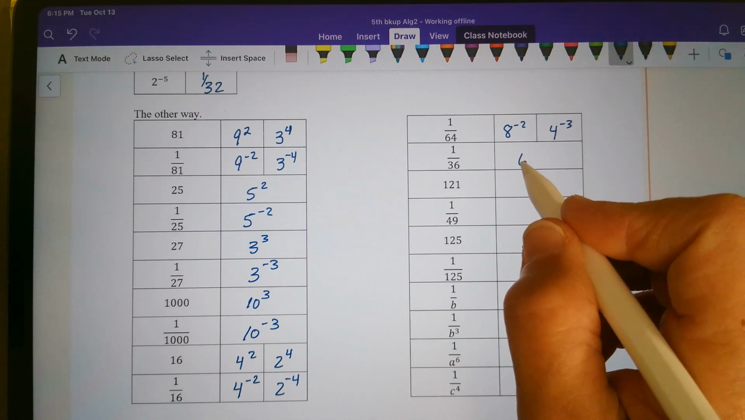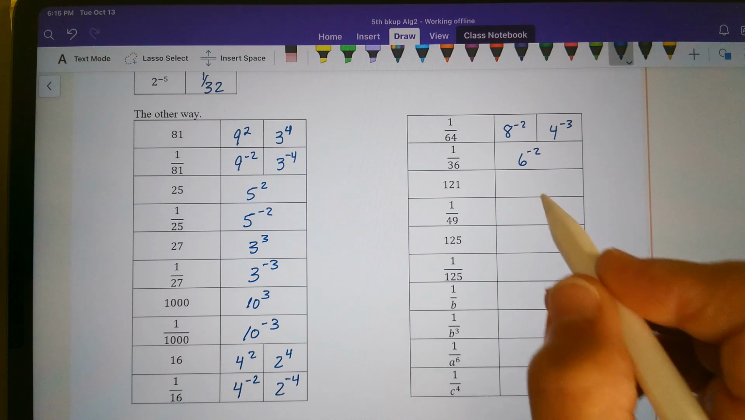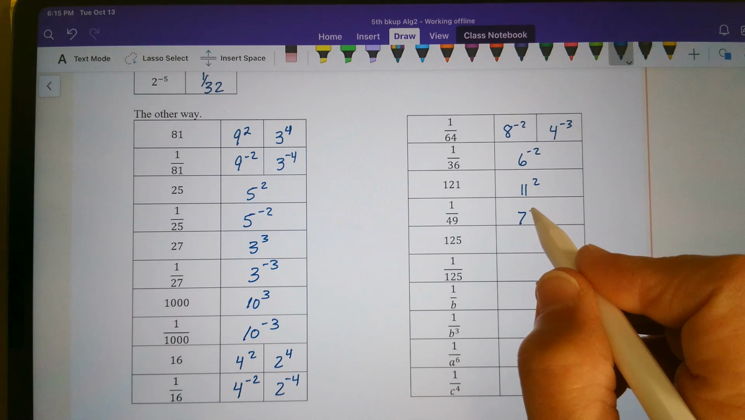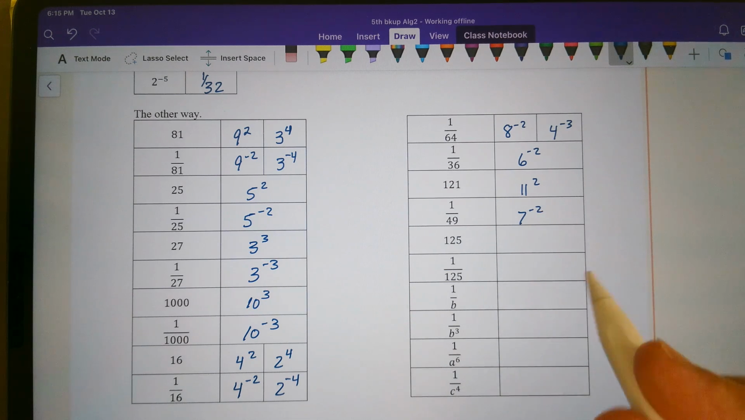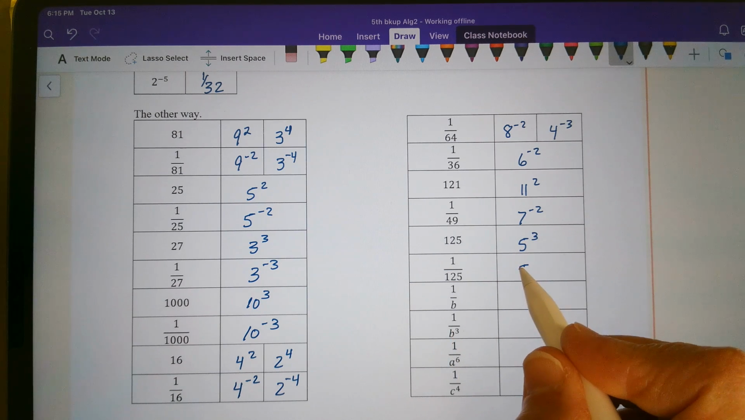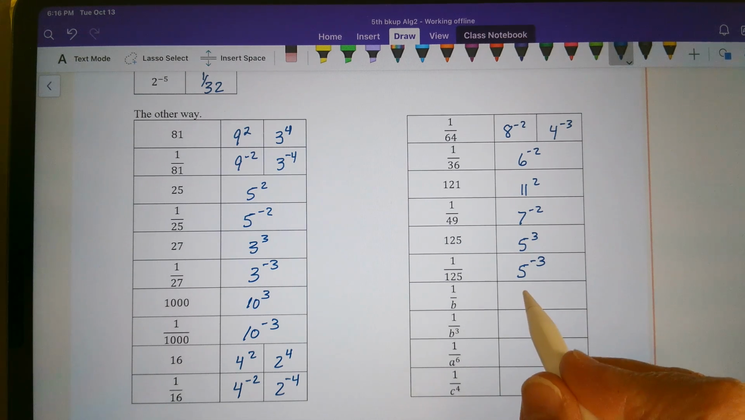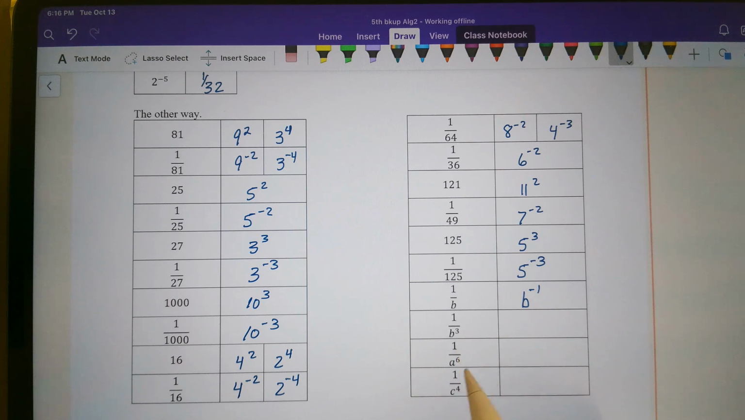1/36, 6 to the negative 2. 1/121 is 11 squared. 1/49, 7 to the negative 2. 125, 5 to the power of 3. 1 over 125, 5 to the negative 3. 1 over b is b to the negative 1. 1 over b to the power of 3 is b to the negative 3. 1 over a to the 6th is equivalent to a to the negative 6. 1 over c to the 4th is c to the negative 4.